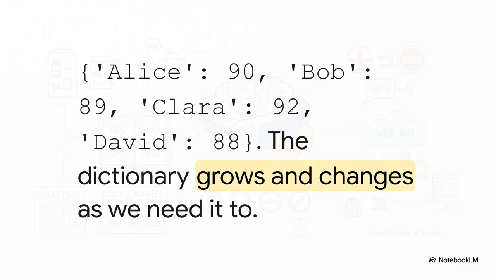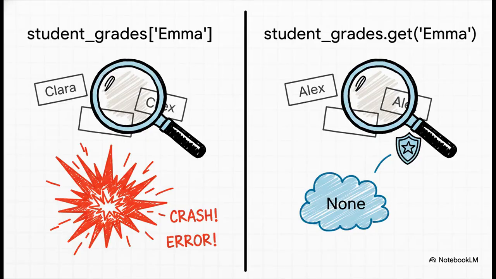And there you have it, the result. You can see David has been added to the list, and if you look at Bob, his grade is now 89. The dictionary just dynamically changes to fit whatever we need. All right, next up, getting data out.